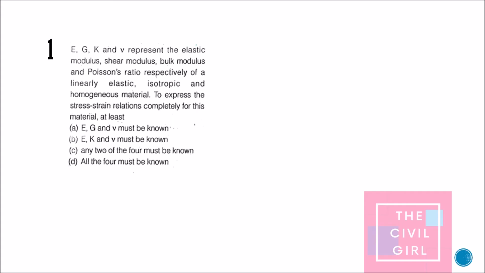First question, E, G, K, nu represent the elastic modulus, shear modulus, bulk modulus and Poisson's ratio respectively of a linear, elastic, isotropic and homogeneous material. To express the stress-strain relation completely for this material, at least how much should be known?